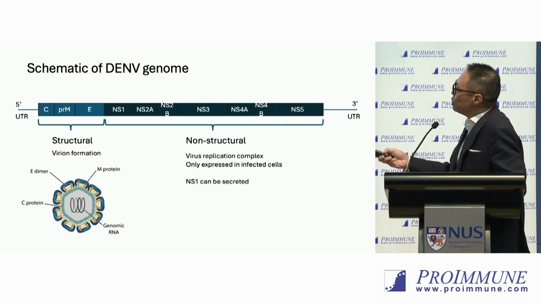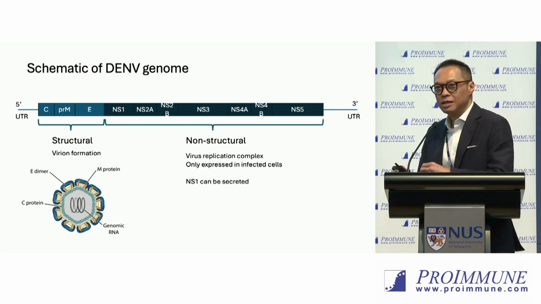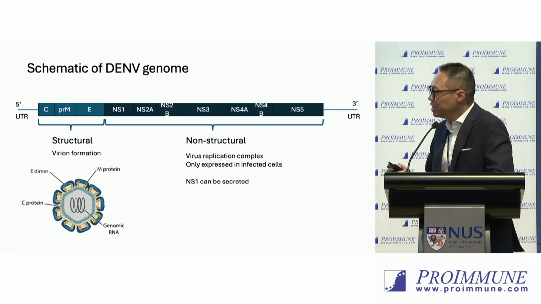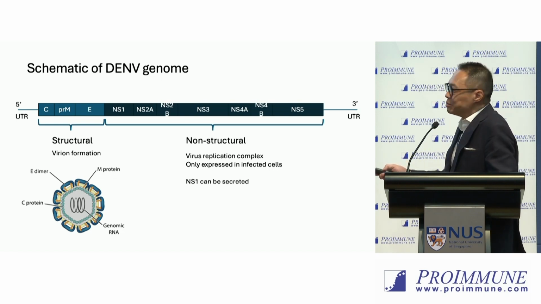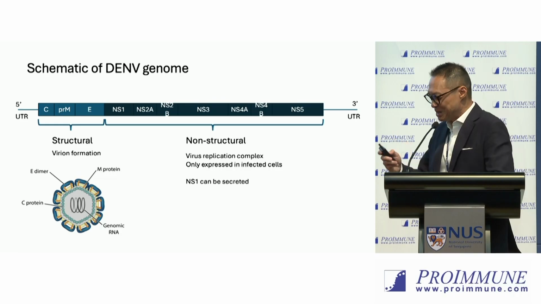These are the structural genes that form the virion. So it's an enveloped virus, so there's a lipid membrane in which the envelope and the membrane protein sit, and then inside is the capsid, which encapsulates the RNA, the positive strand RNA. I'm telling you this because it will be important later on.